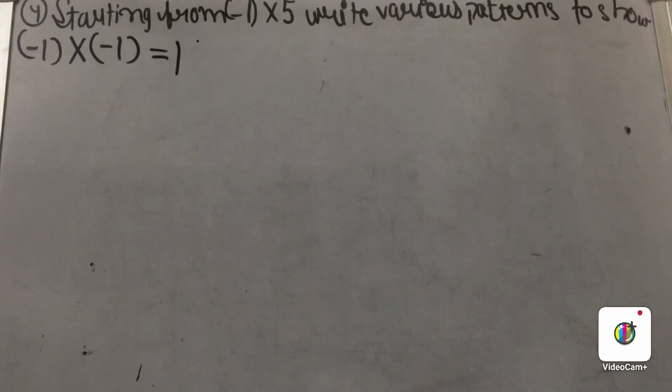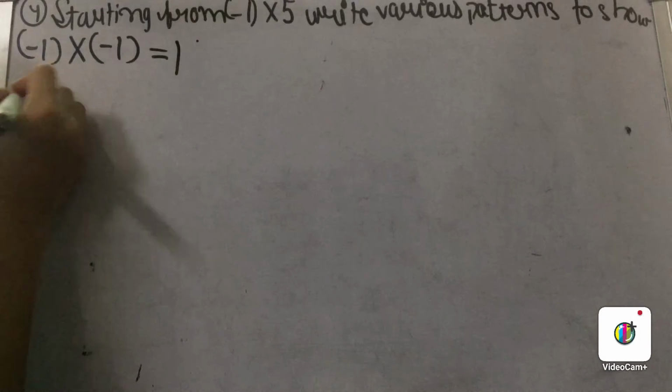So now moving to our fourth part, starting from minus 1 multiply 5, write various patterns to show that minus 1 multiply minus 1 equal to 0. So now in this question you will be a little confused about how we can create a pattern. Actually that is very easy to do.